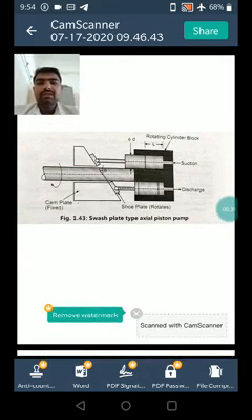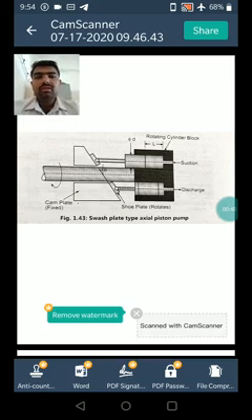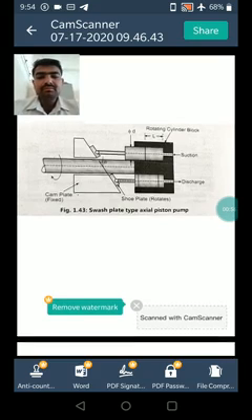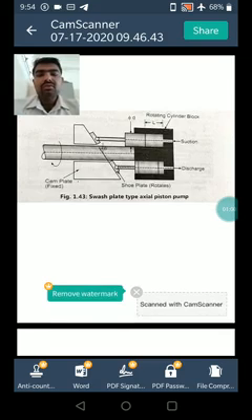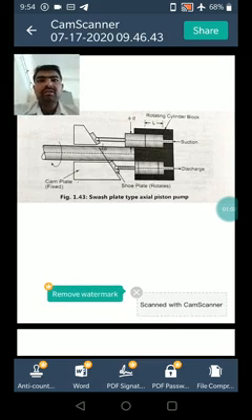Now we'll see the first, the swash plate. The schematic diagram is shown in Figure 1.43. The figure consists of discharge, suction, rotary cylinder block, cam plate that is fixed, and shoe plate. Now we'll see the construction and working of the same.